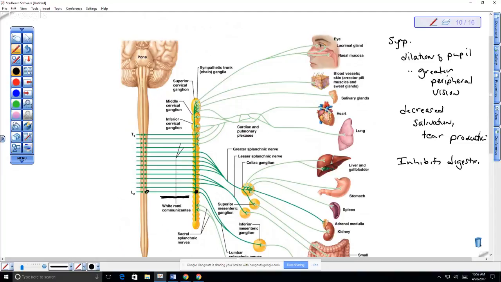So if we say that the parasympathetic is a D, the sympathetic is letter E. Letter E stands for exercise. What happens when you exercise is due to the sympathetic division. Excitement, emergency, fight or flight, and embarrassment.